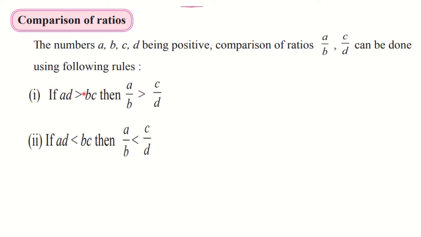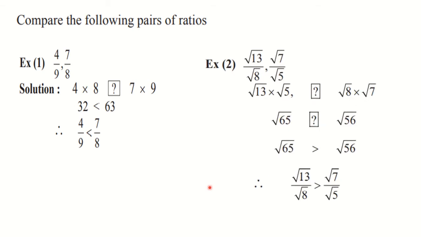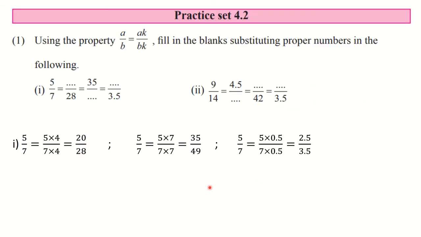Simply you have to replace the same sign here. See, AD is greater than, so here also the greater than sign is coming, and here AD is less than, so here also the less than sign is coming. The first ratio is less than the other. And the third one: if AD is equal to BC, then both the ratios are equal. So here are the three rules to compare the ratios. Afterwards, we have seen the solved examples from the textbook. All of you also go through those solved examples. Then the next is practice set 4.2.